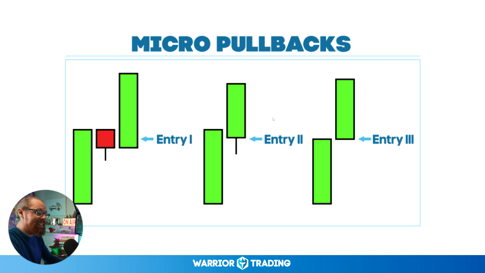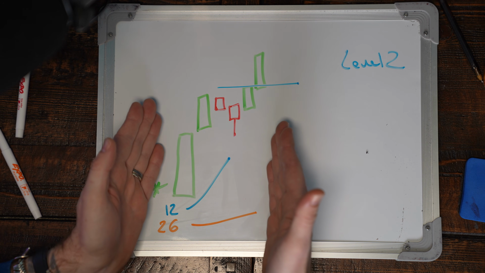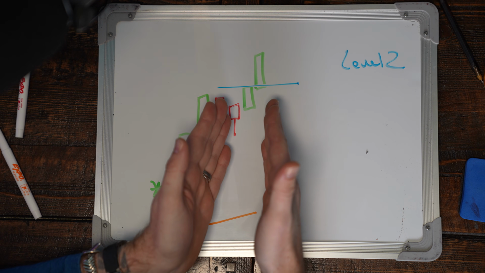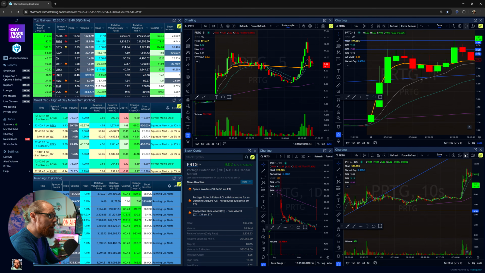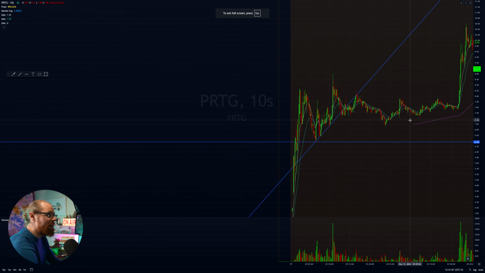Now, micro pullbacks can take a couple of different forms. Sometimes we have a very well-established micro pullback like this, where you've got 2 red candles. And this, by the way, can be on the 1 minute chart, but it can even be on the 10-second chart. The 10-second chart can be a micro pullback, like a really fast one.